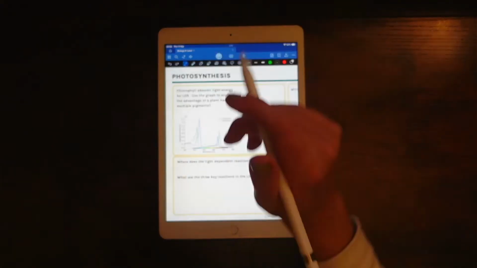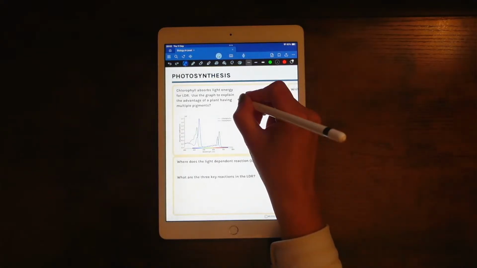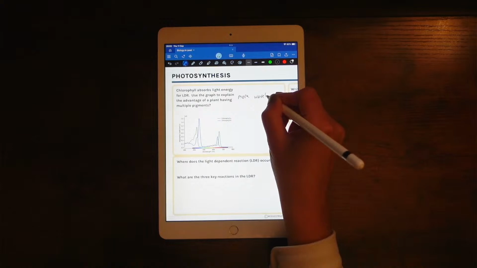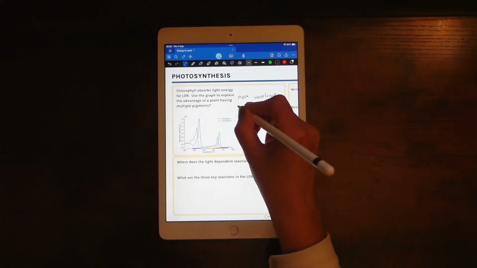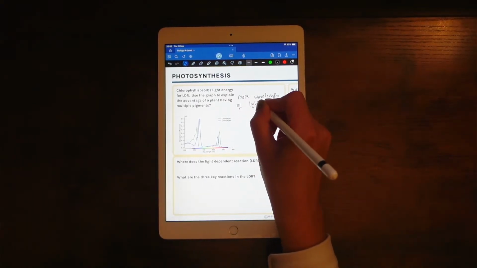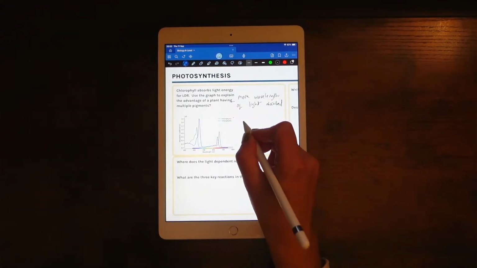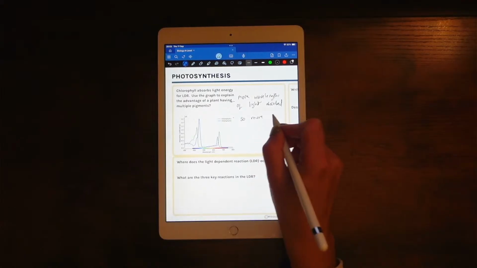So for this one, let's just add in more wavelengths of light absorbed. So more light energy.